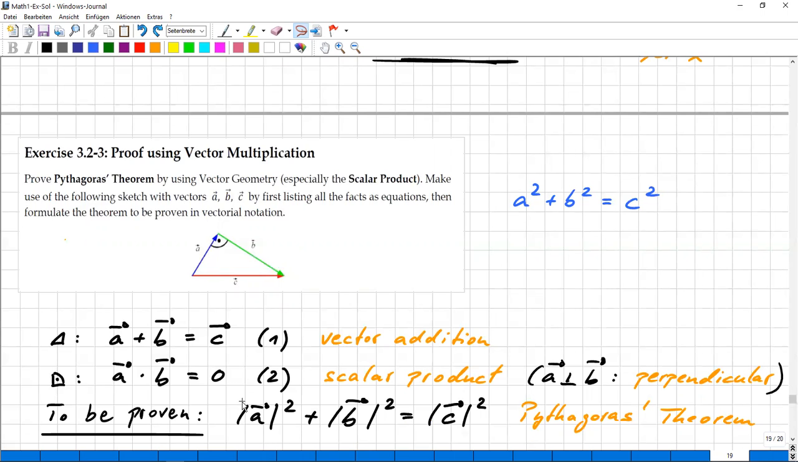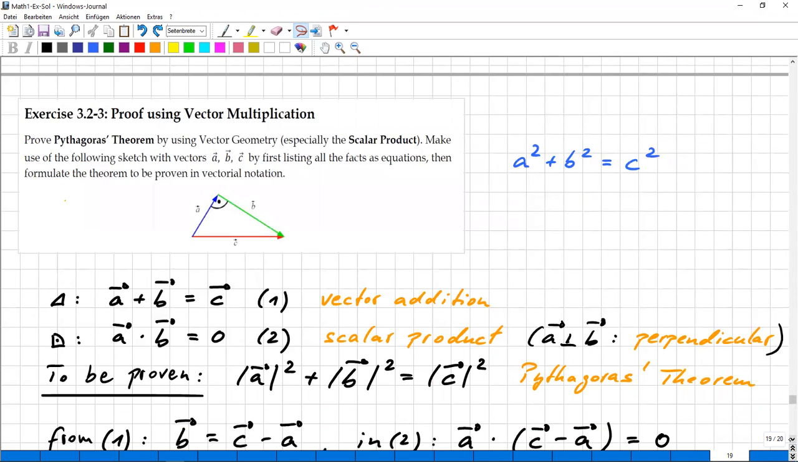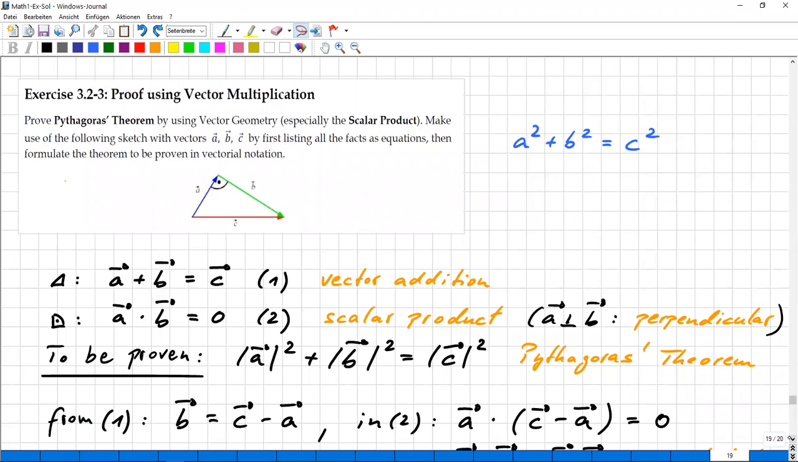So let's call it the squared absolute value of A plus squared absolute value of B equals squared absolute value of vector C. That's Pythagoras theorem in vectorial form. Now, how do we prove it? Well, there's a nice way. There are not many alternatives actually.